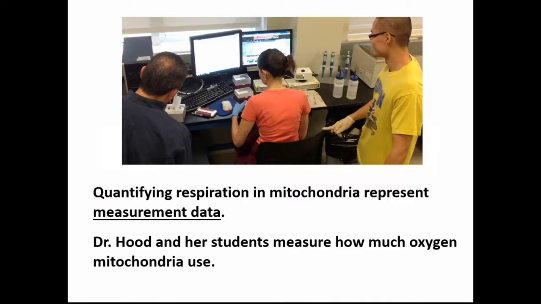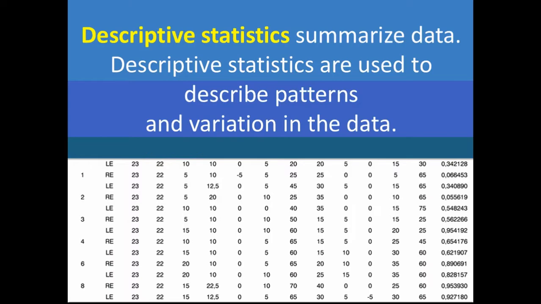So, quantifying respiration in mitochondria represents measurement data, not count data, and this is what Dr. Hood and her students are doing in their lab. They're actually measuring how much oxygen the mitochondria use. They're generating measurement data points, and they're then going to be running these inferential statistics to accomplish data analysis of the information that they are collecting, so they can draw some conclusions about the overall population using the sample that they have selected from that.